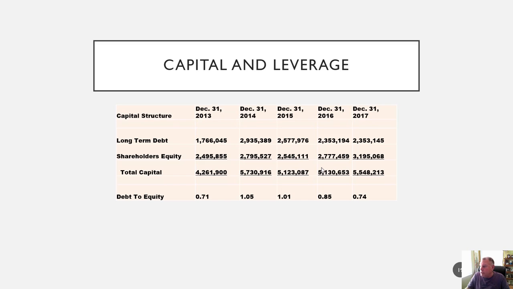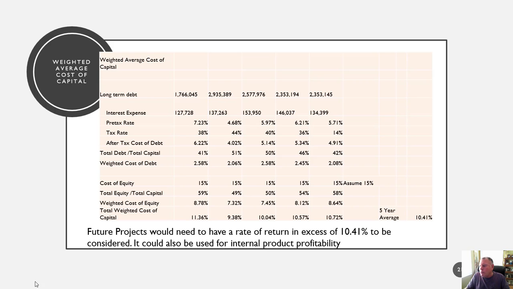So I show the appropriate keys. So here we have the weighted average cost of capital. I made the assumption, like I asked you, of 15% on equity. That's an assumption. And then we actually see here that the return for future project, we need to have a rate of return in excess of 10.41 to be considered.